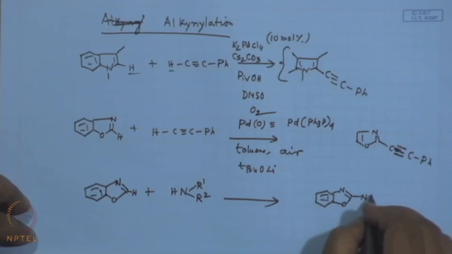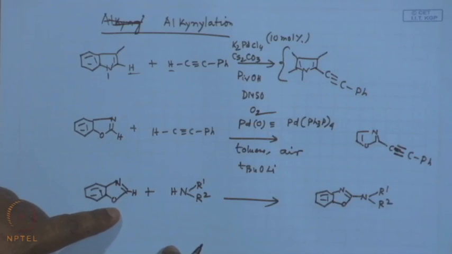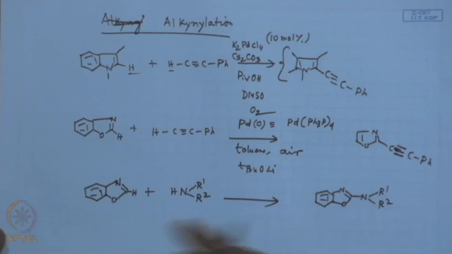So if you did not know this, how would you do it? If you are given an oxazole and try to incorporate a dialkylamino group at the 2 position, how would you do it? If you did not know this answer, how would you have done it? Okay.